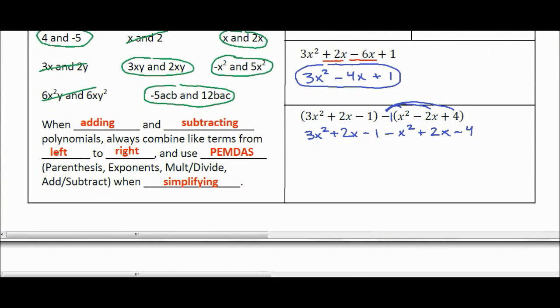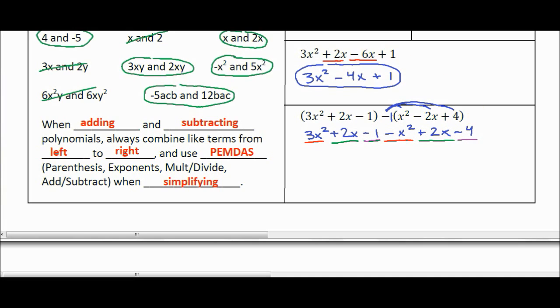All right, let's determine what terms are like terms. We've got an x squared term and a negative x squared term. We have a 2x, or an x term, and another x term. And we have a negative 1, a constant, or a term without a variable. That was supposed to be a different color. Let's fix that. Okay, negative 1 and a negative 4.